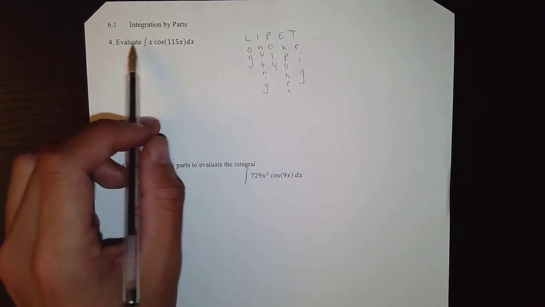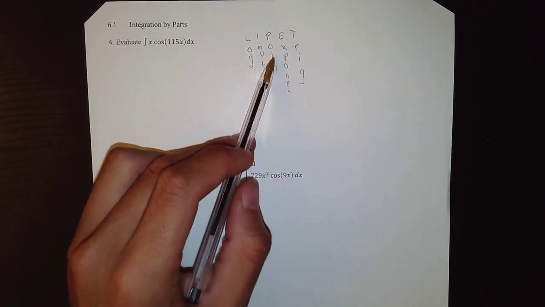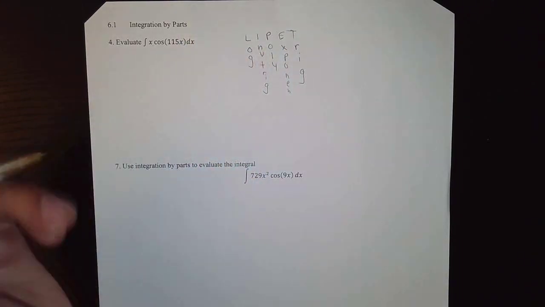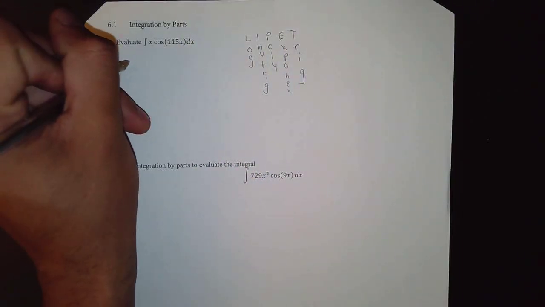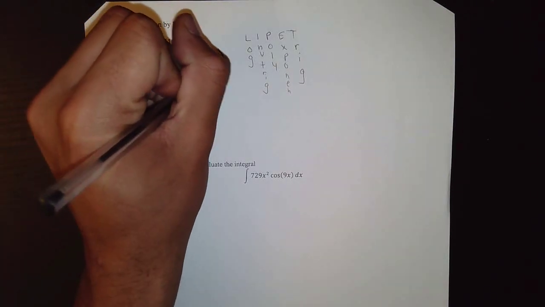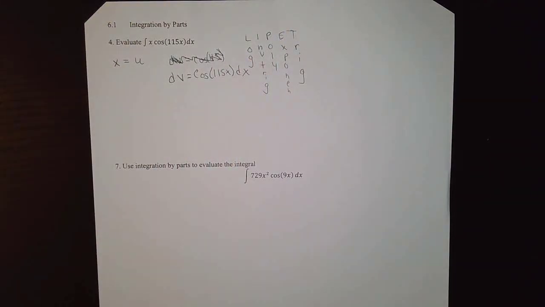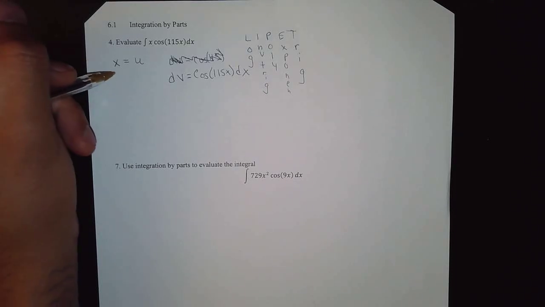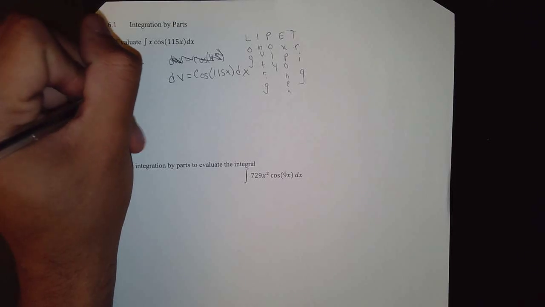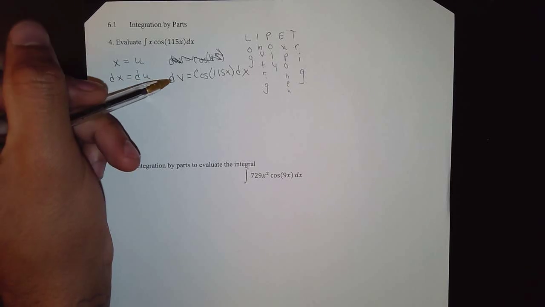And so if I'm looking at this scale, or this heuristic to help me remember, I see an x first, and that lies under the polynomial side, and then there's a cosine, which is trig. And so that tells me x equals u, dv equals cosine of 115x dx. And so now we take the derivative with respect to x, which is just du, and then we take the antiderivative of dv.